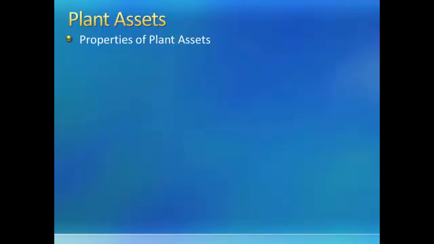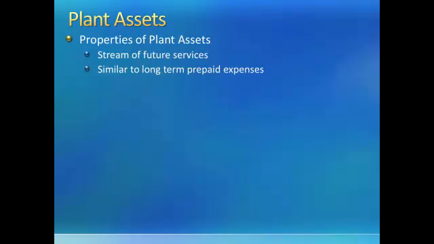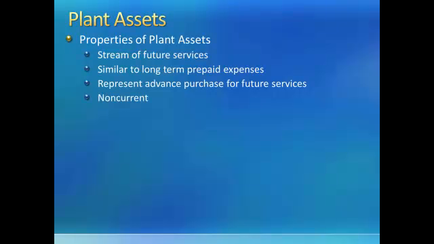First, the properties of plant assets. A plant asset represents a stream of future services. It's very similar to long-term prepaid expenses. It's paying for something in the current period that we intend to use over an extended period of time. It represents advance purchase for a future service, and it will always be classified as non-current because the plant asset will be used for more than 1 year or one operating cycle.